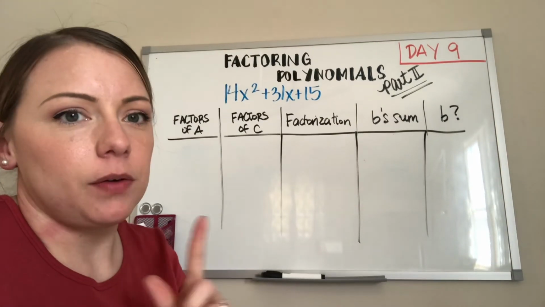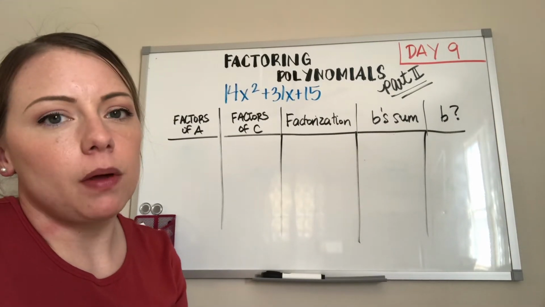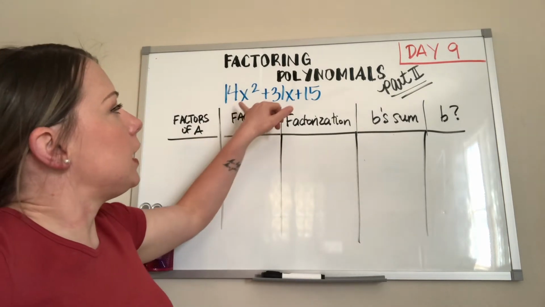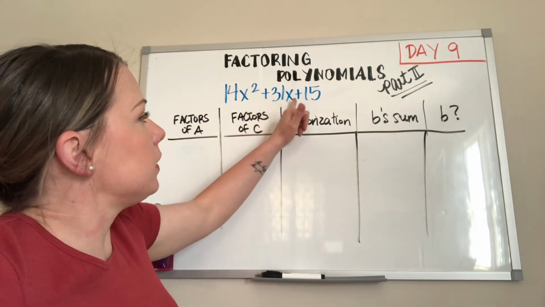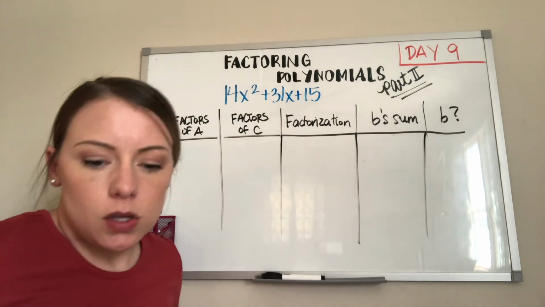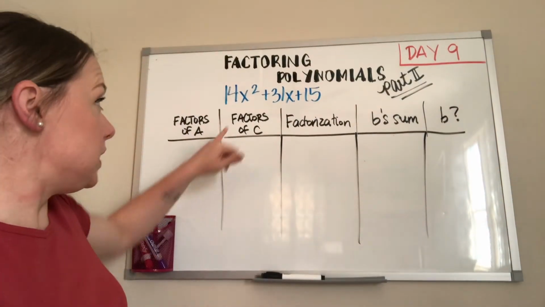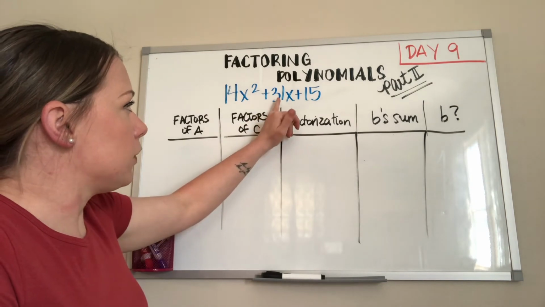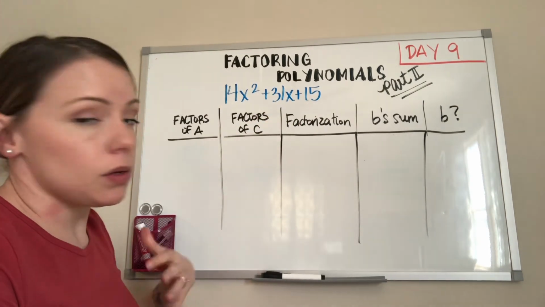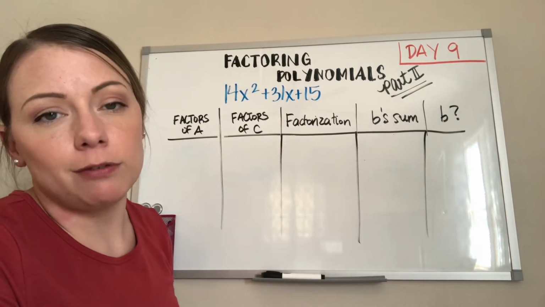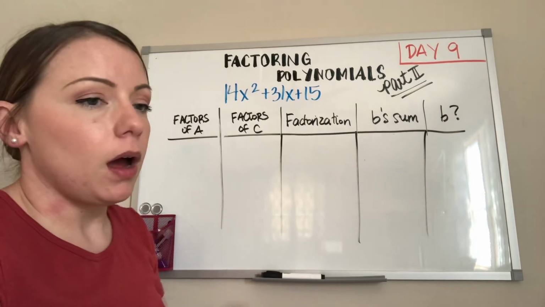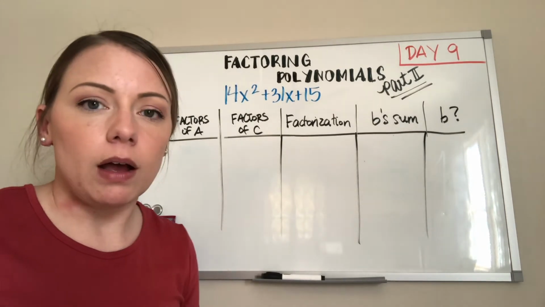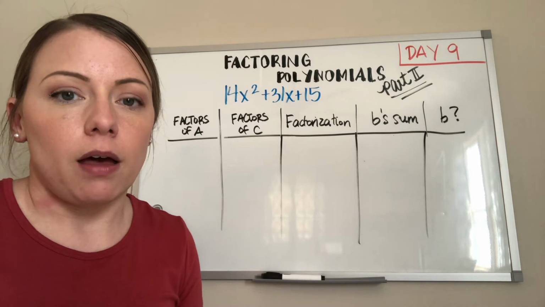All right, guys, so I have a new example up on my board. I have 14x squared plus 31x plus 15. So we can see that 14 is A, positive 15 is C, and positive 31 is B. So that's what we're aiming to get whenever we factor this polynomial. All right, so step one, let's figure out the factors of A.